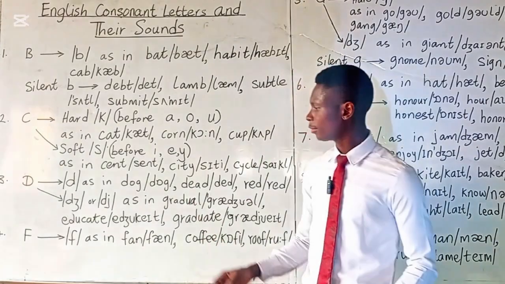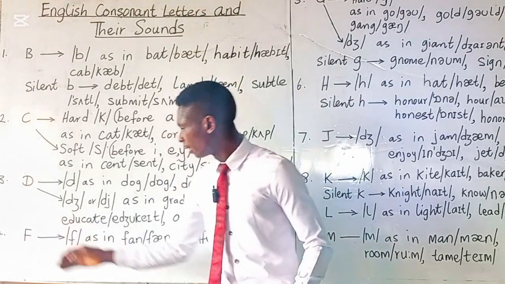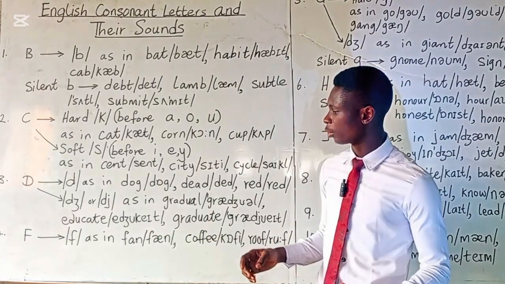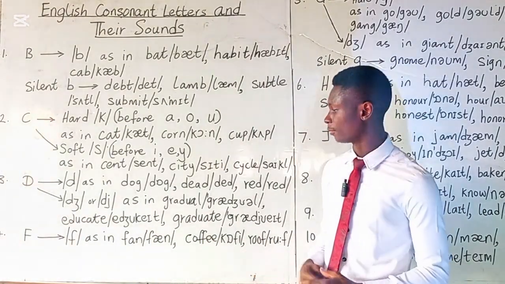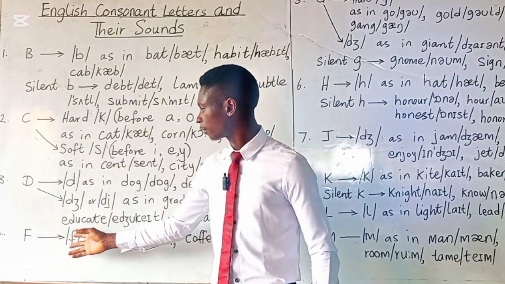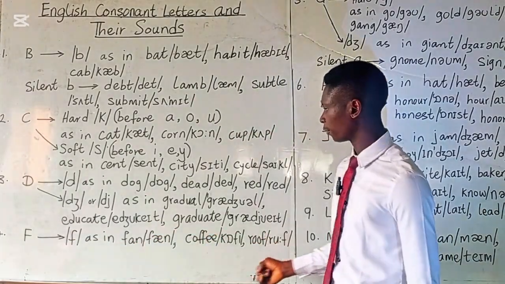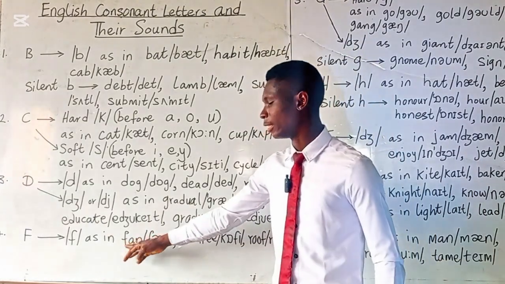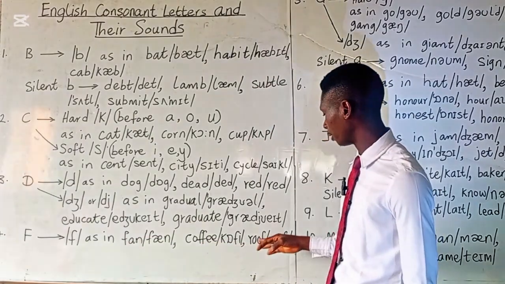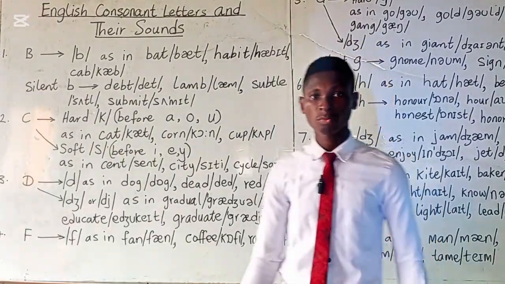Moreover, we have the letter F. Letter F represents the voiceless labiodental fricative sound. And then we can have this in words like fan, coffee, roof. Fan, you have it at the initial position. Coffee, you have it at the medial position. And then roof, you have it at the final position.